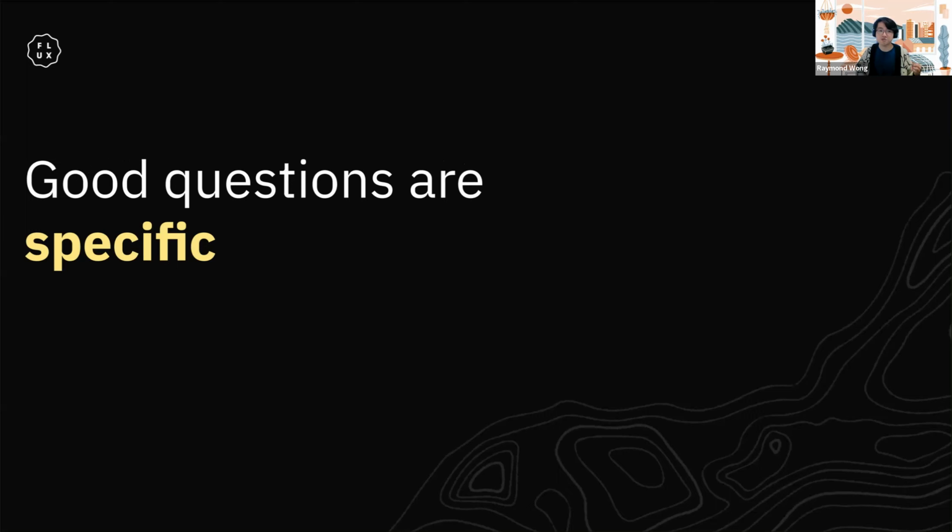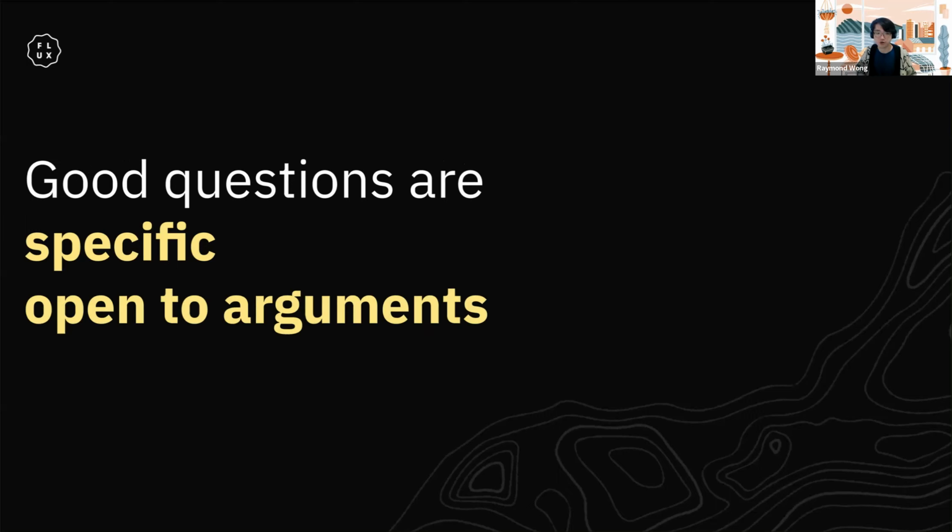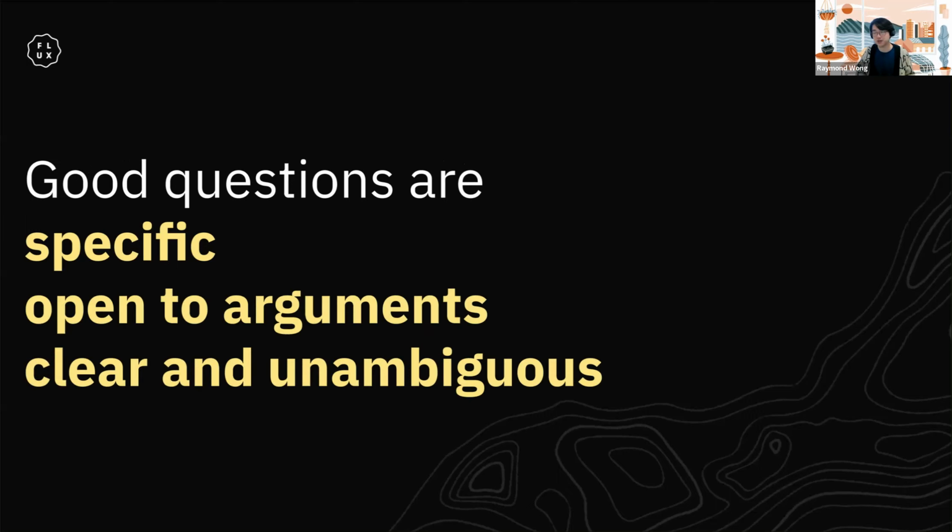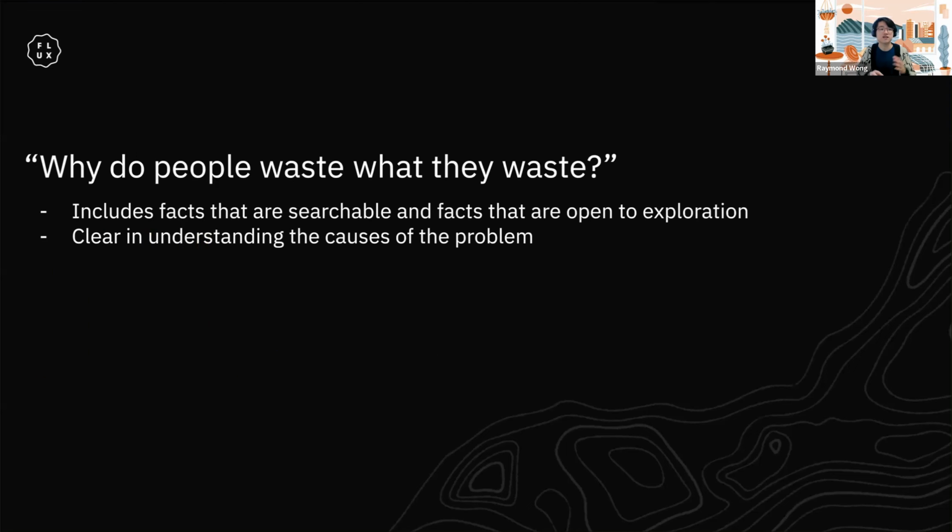So think about this. The good questions are going to be specific, open to argument, and clear and unambiguous. What I mean is, why do people waste what they waste? This is a good one. It includes facts that you can search online, for example, what do they waste? But it also includes facts that you don't really know, that are open to exploration. And it's really clear in understanding the cause of the problem. It helps you understand why people do that, and why there is a waste problem.